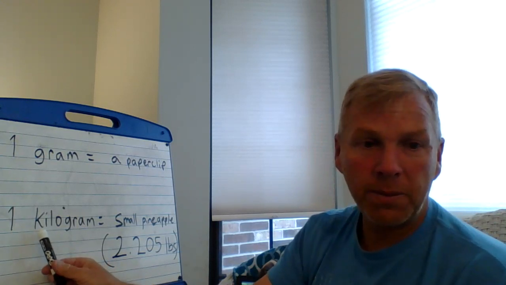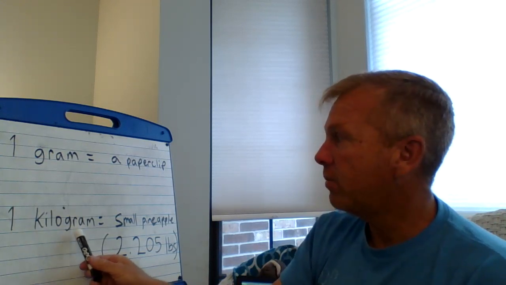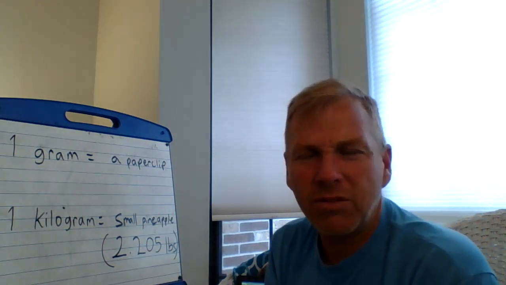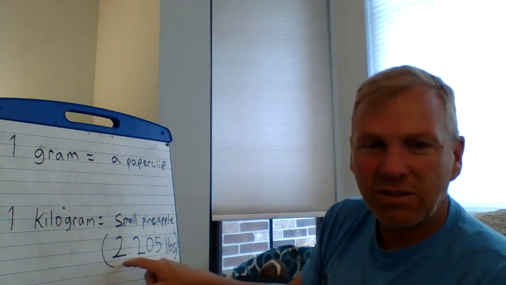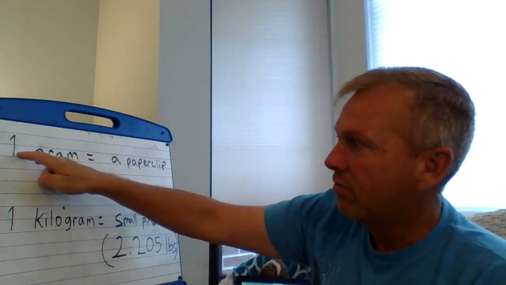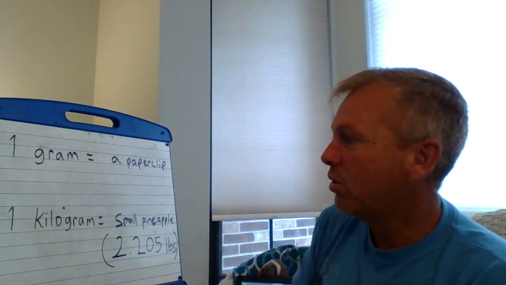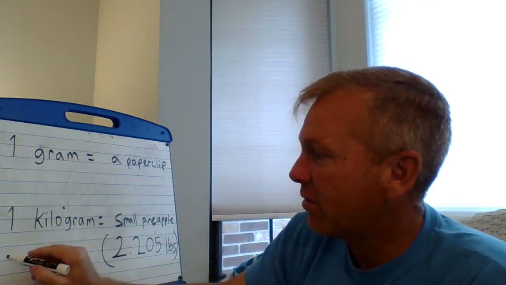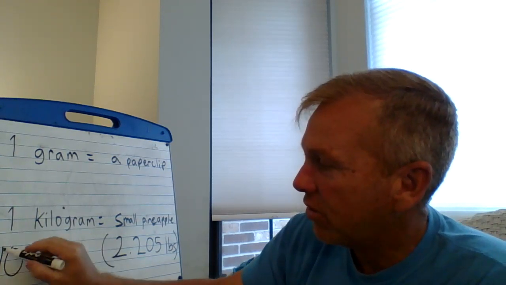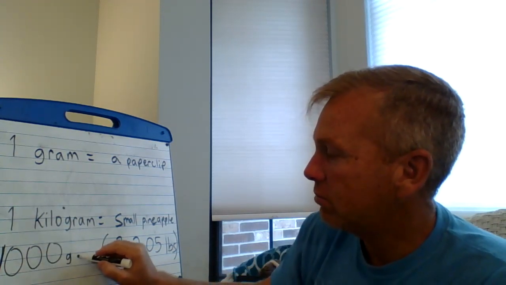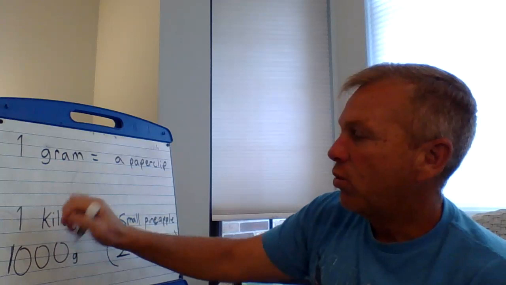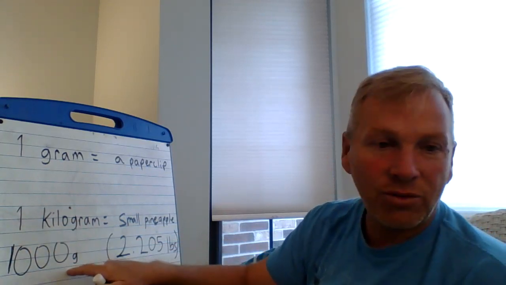Now, 1 kilogram is equal to about a small pineapple, is the example they gave us. I like to write it down here: it's a little over 2 pounds. So a kilogram is a little over 2 pounds. Now, how do we make this conversion from grams to kilograms? Well, 1 kilogram is also equal to 1,000 grams. So 1 kilogram is 1,000 grams.